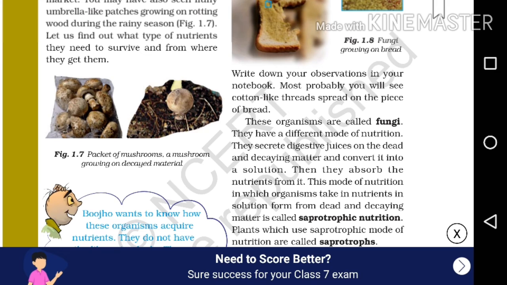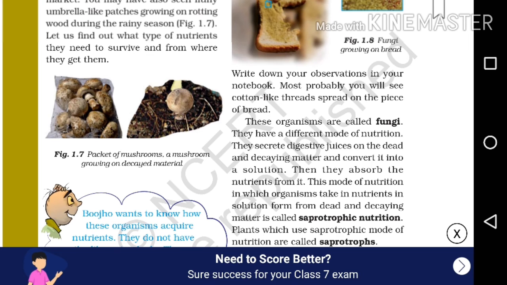So this mode of nutrition in which organisms take in nutrients in solution form from dead and decaying matter is called saprotrophic nutrition. So here comes a question. What do you mean by saprotrophic nutrition? The answer is the mode of nutrition in which organisms take in nutrients in solution form from dead and decaying matter is called saprotrophic nutrition. These plants that use saprotrophic mode of nutrition are known as saprotrophs. So, what do we mean by saprotrophic nutrition and what are saprotrophs? You got the answer, isn't it?